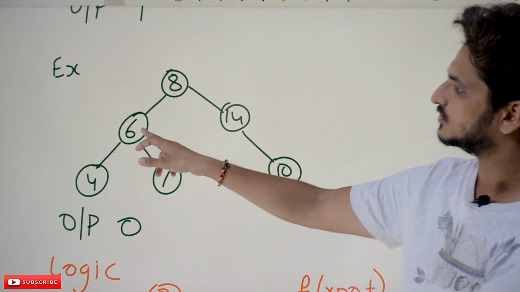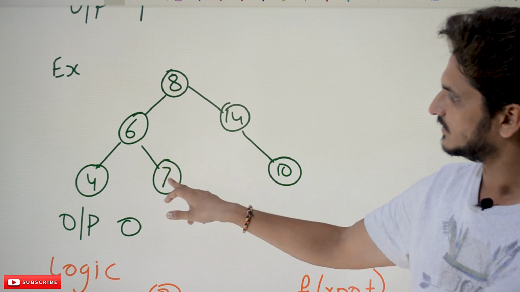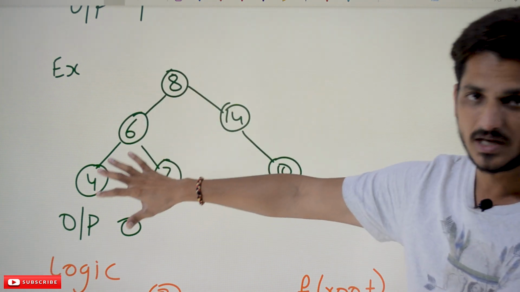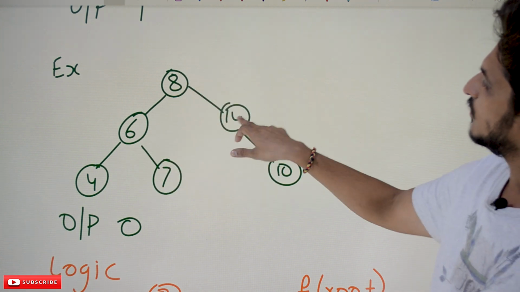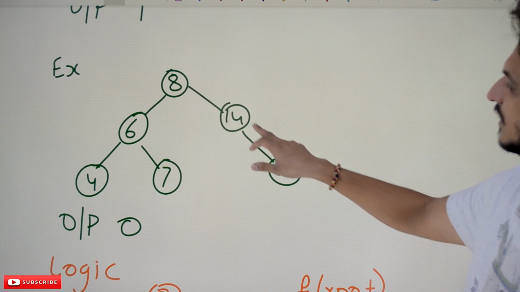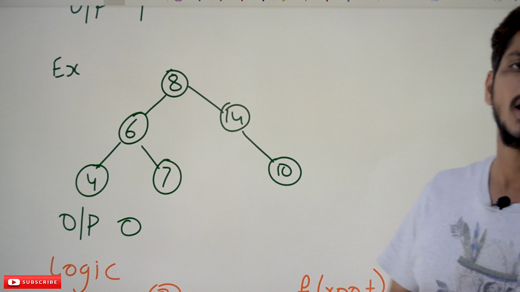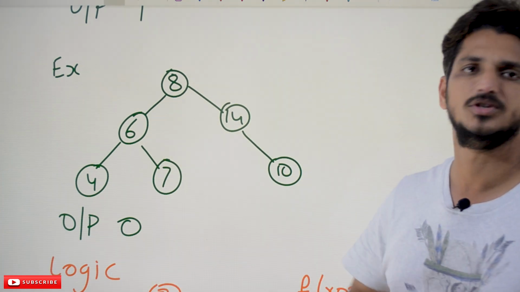6 is less than 8, so the left side is small. 4 is less than 6, it is small. 7 is greater than 6. So the left side is maintaining the binary search tree. Similarly on the right side, 14 is greater than 8, it is okay. 10 is less than 14, so it is not maintaining the binary search tree condition. So we need to output 0.